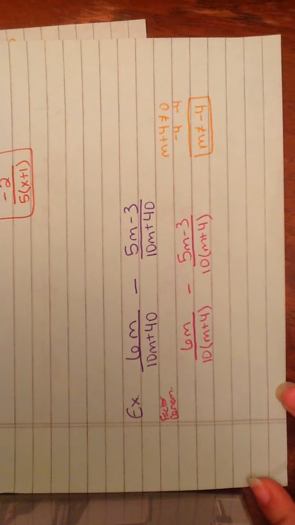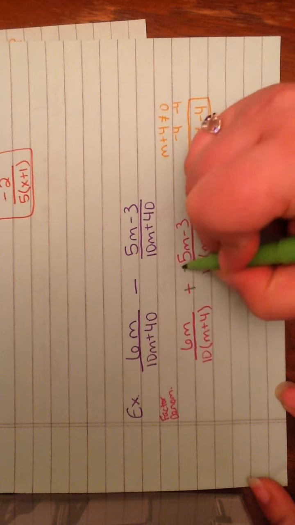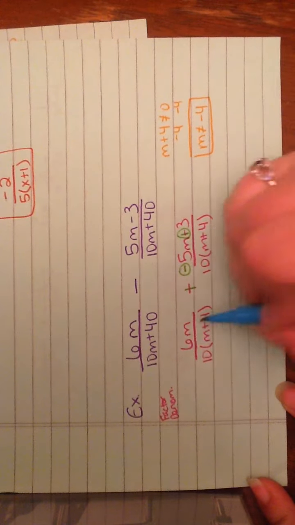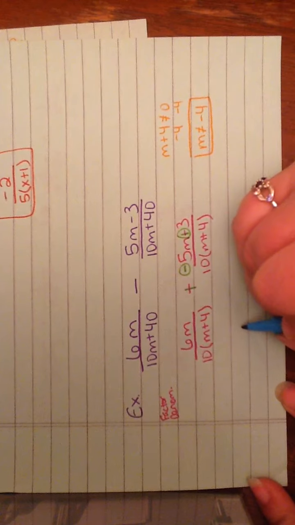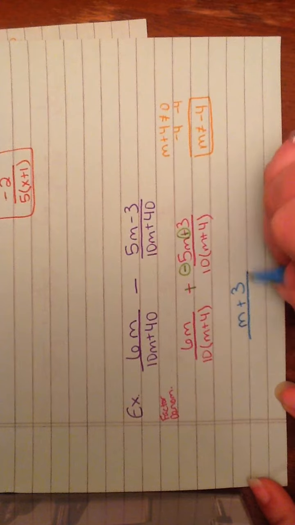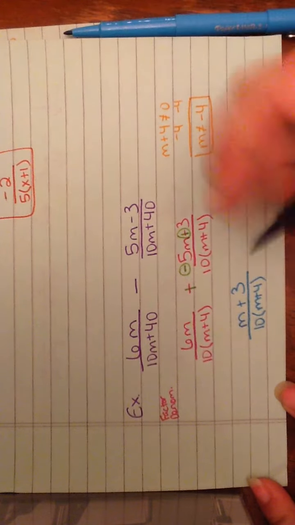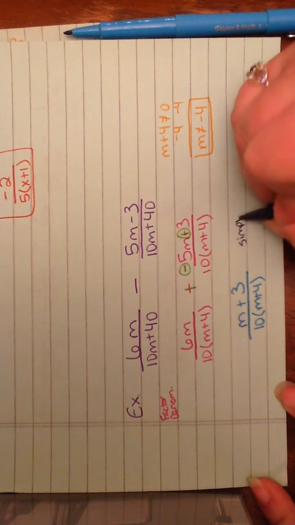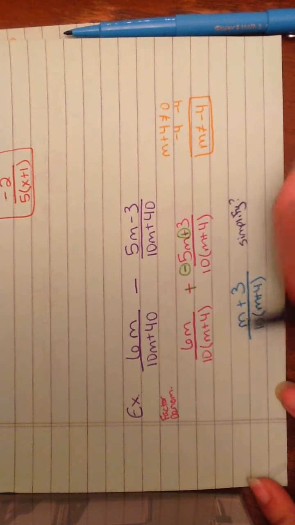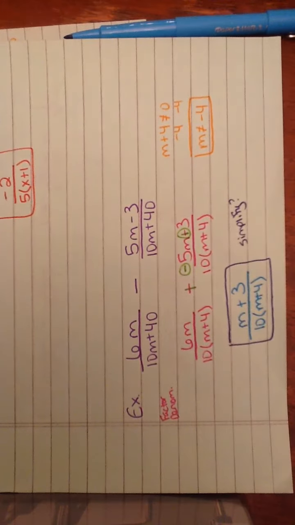Okay, now again it looks like I have subtraction, so same as the last time. I'm going to change this to addition and change both of the signs over here. Now I'll add my numerators, so 6m minus 5m is just m, and then I have plus 3 divided by 10 times m plus 4. And let's see if we can simplify it at all. Well, m plus 3 doesn't have a GCF, and it's not squared or anything, so I can't do difference of squares or AC methods, so that actually is finished.